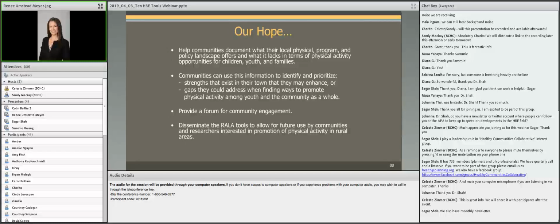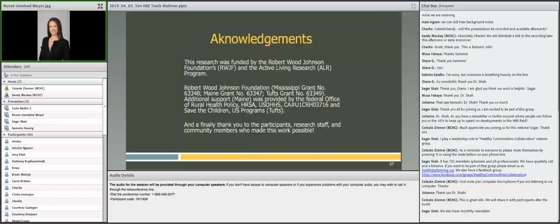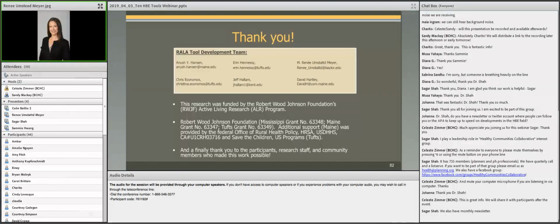And really this last point of disseminating the RALA tools to allow for future use by communities and researchers interested in promotion of physical activity in rural areas is where I have 3 slides that are kind of thank you slides. I'm going to move through really quickly, but I want to focus on this because that's where Colin's going to pick up. And I'm so thankful that he was willing to join me today. So just some acknowledgments around funding and around my colleagues that were all integrally involved in the creation of the RALA tools.